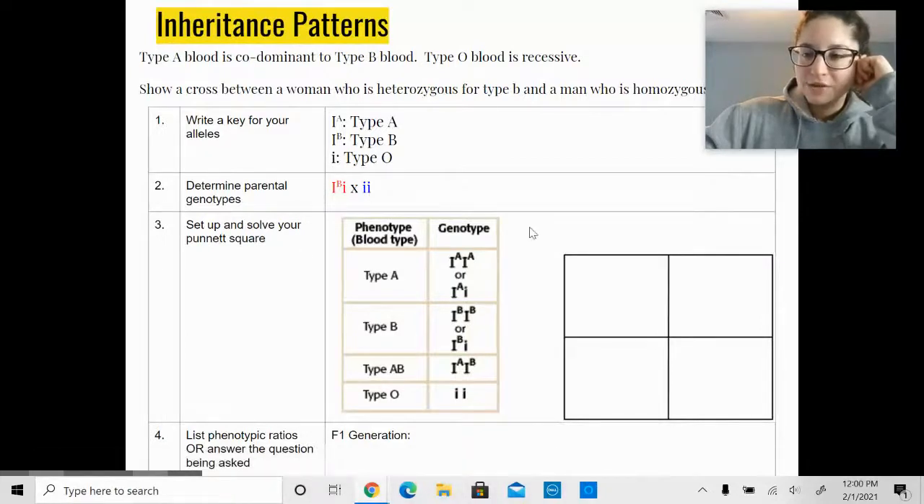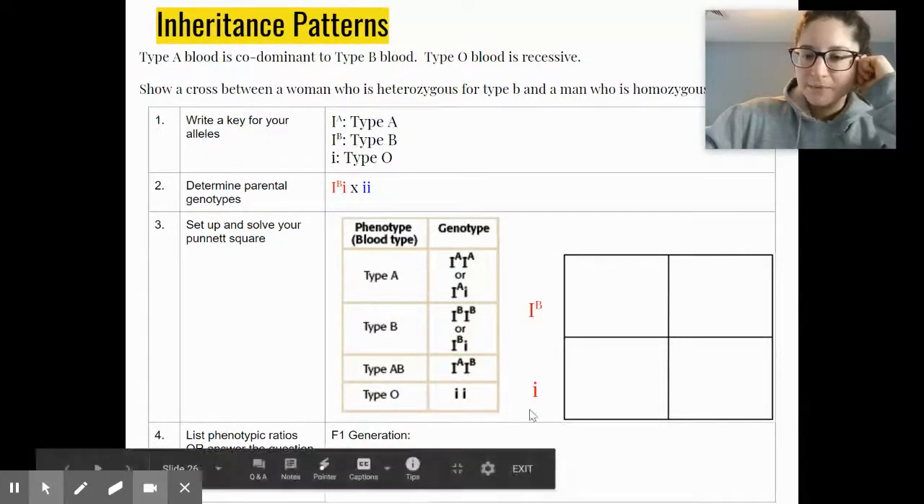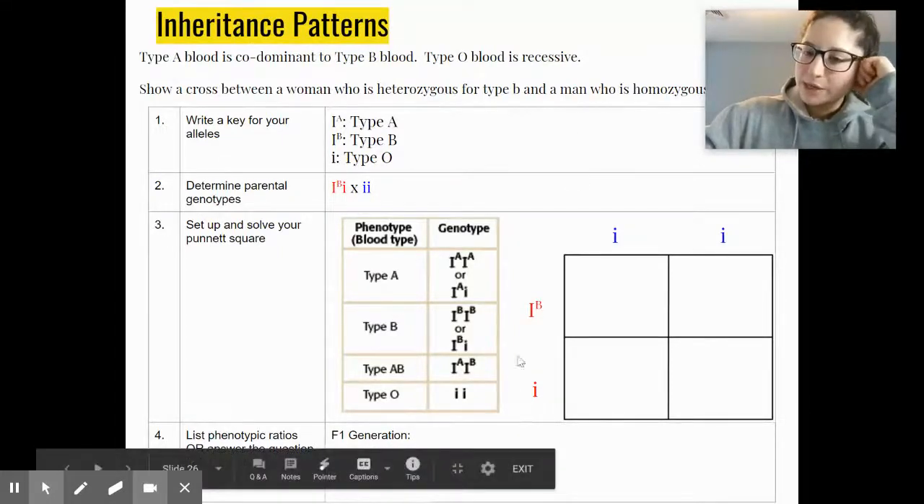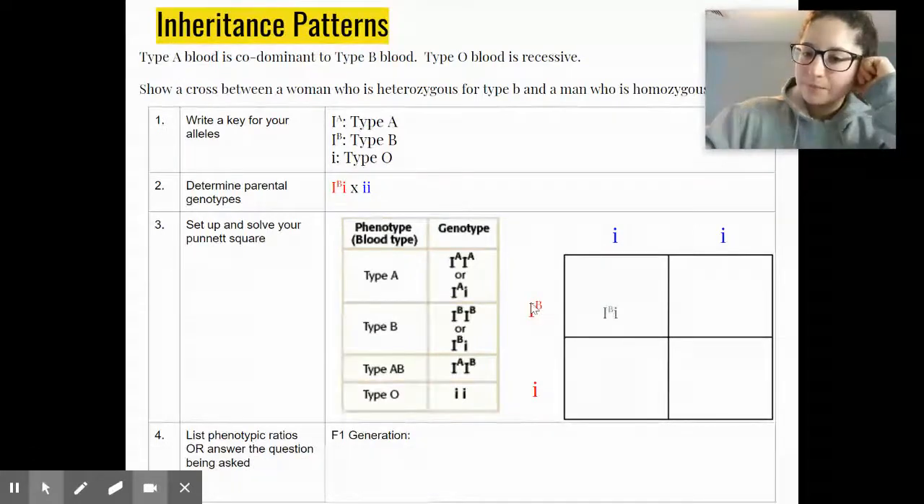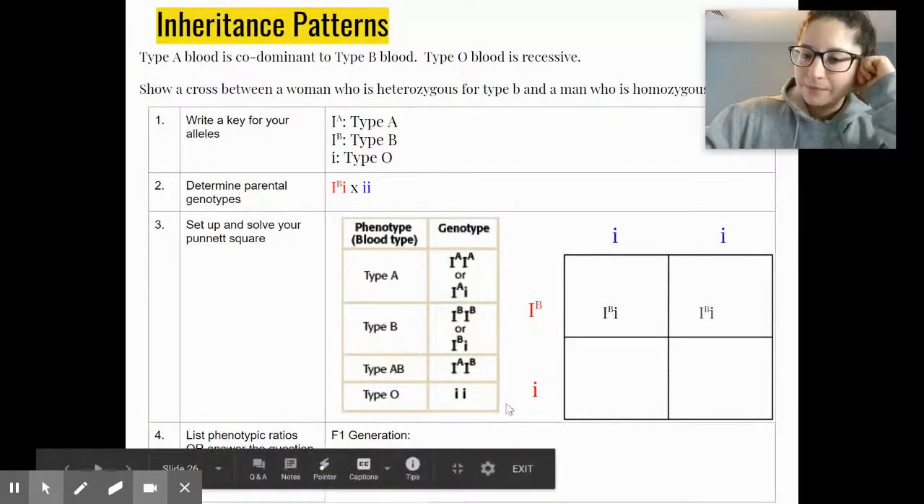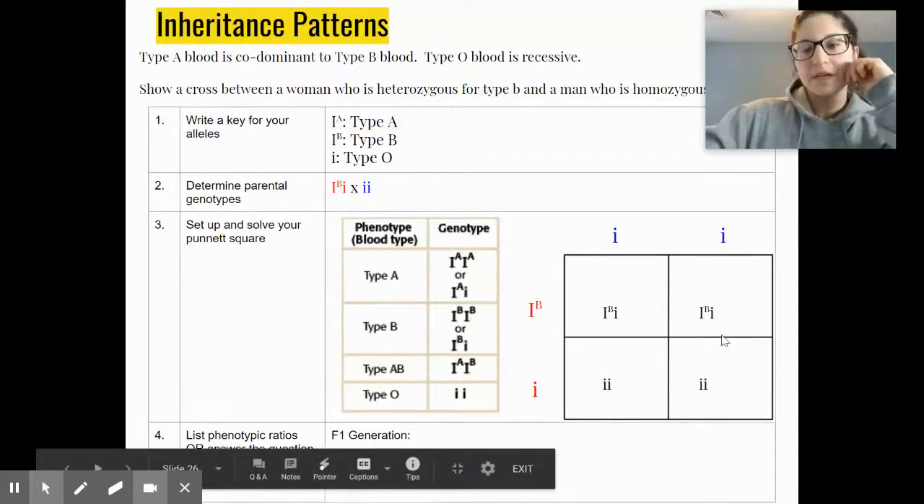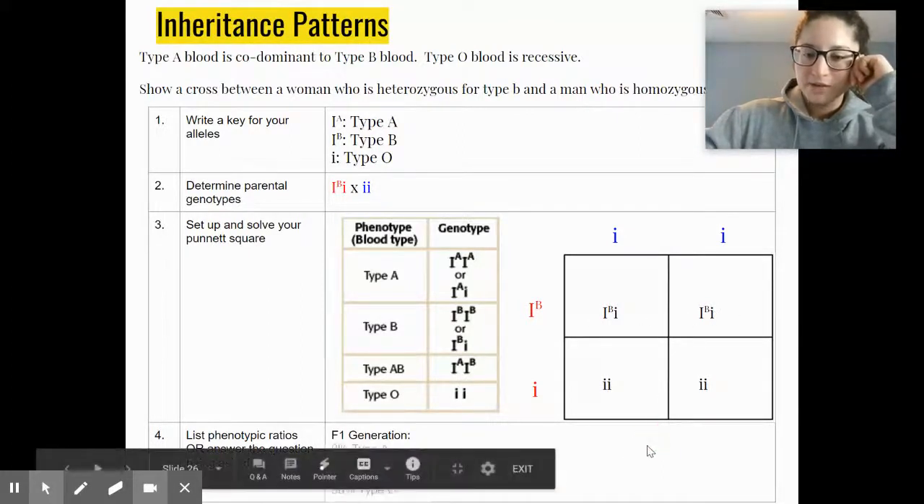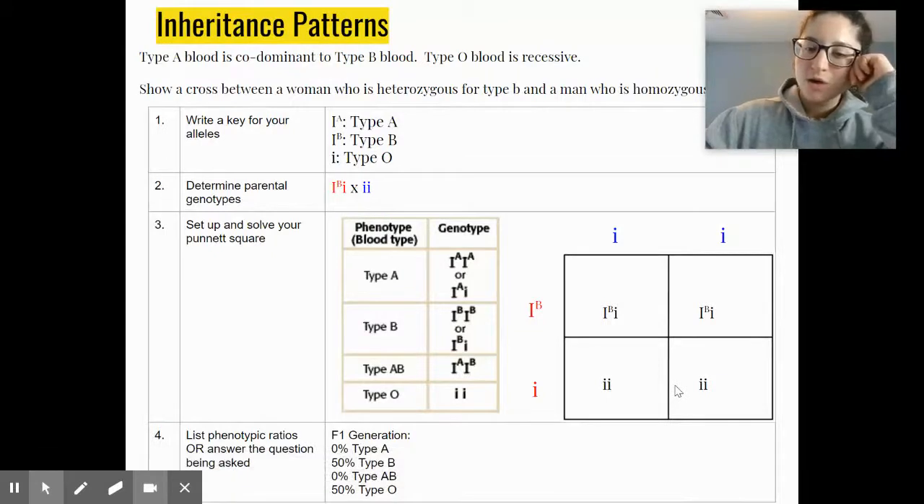We take mom's genotype, write it down the side, IBi. Dad's genotype, write it across the top, ii. We fill in our Punnett square, so IBi, ii, right there. When we're looking at phenotypic ratios, we have 2 boxes IBi, so that's going to be 50%, 2 out of 4, type B blood. And again, we have 2 boxes, 2 out of 4, or 50% type O blood. In this case, we have 0% type A and 0% type AB.